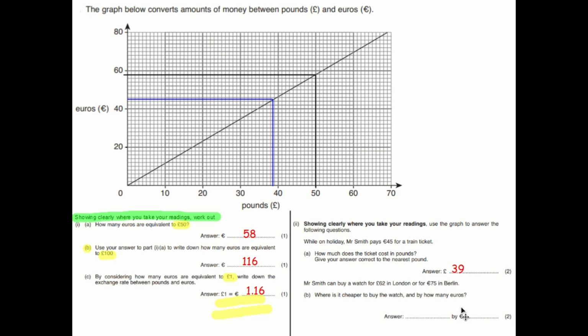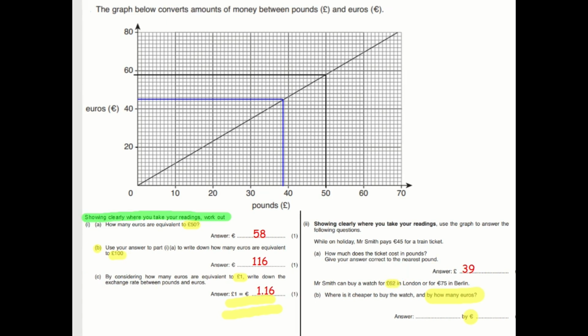Mr. Smith can buy a watch for £62 in London or 75 euros in Berlin. Where is it cheaper to buy the watch and by how many euros? Now a little exam tip here. If it's asking you to work out by how many euros something is cheaper, then you need to convert the one in the question that is not yet in euros. So the £62 watch in London is not yet in terms of euros. So that is what you need to convert into euros.